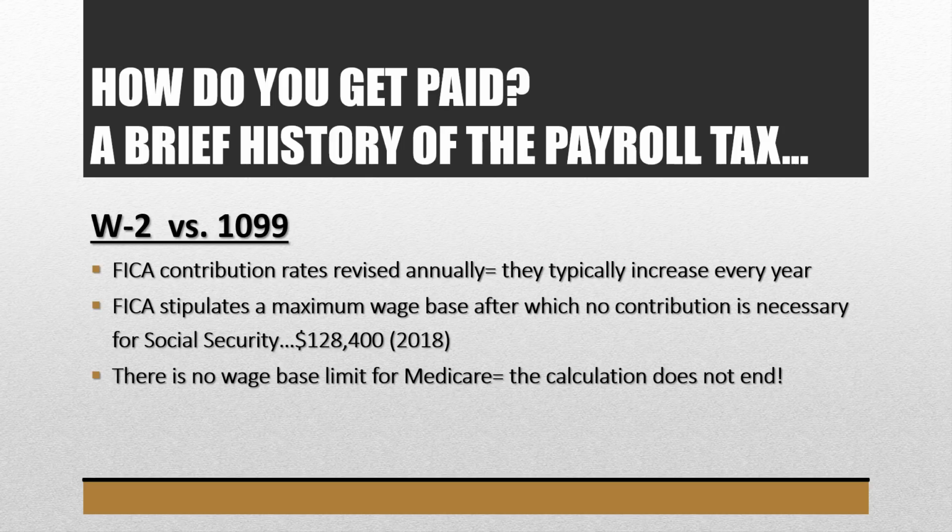If you earned $1 million in wages, it would all be subject to the Medicare tax. You still have to pay it. There is no maximum. Social Security, however, remember, is a little bit different. They have a maximum that you have to pay it on. And this year, for 2018, it's $128,400. So all the income you earn between $1 and $128,400 is subject to Social Security tax. And so remember, there's no wage base for Medicare. Never forget that. There is no wage base limit for Medicare. The calculation simply never goes away and does not end.